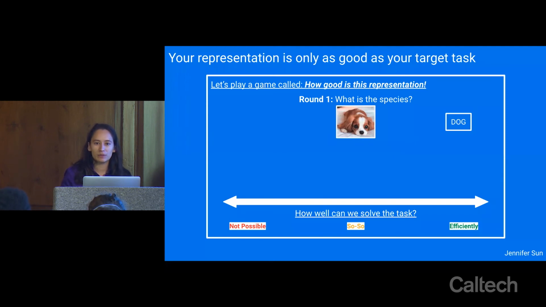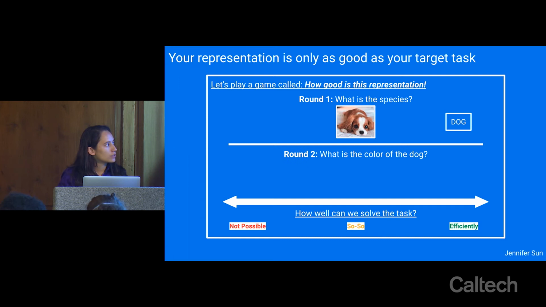Does this make sense to people? How we're placing these representations and how they can all solve this task? Okay. All right, so the next question that I want to ask, which is round 2, is what is the color of the dog? What are the representations that you'd want to solve this task?